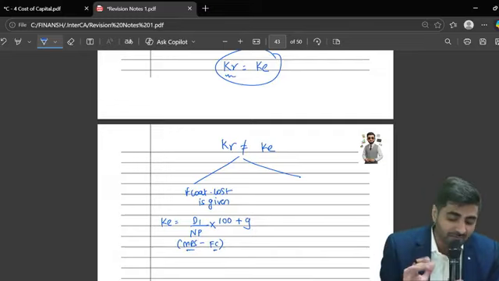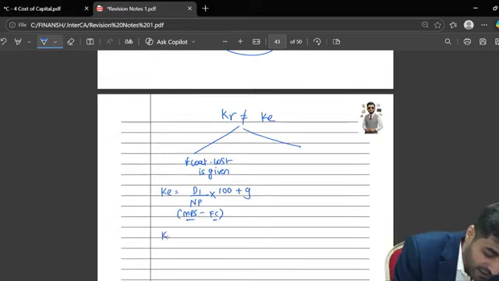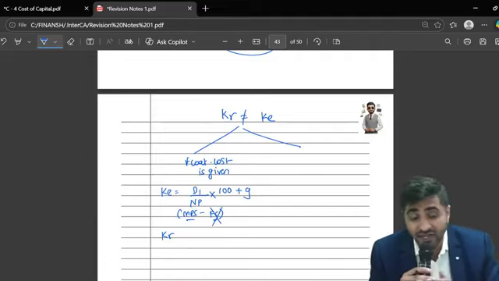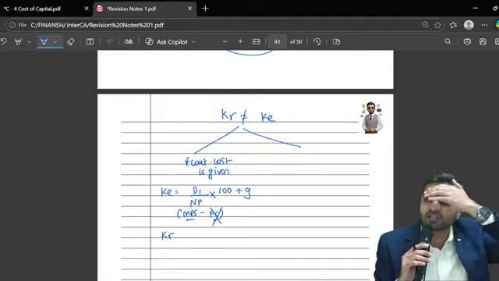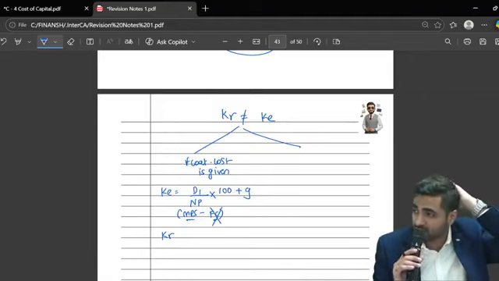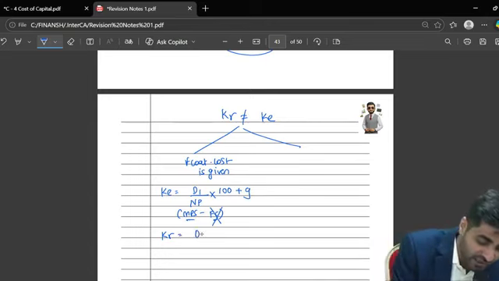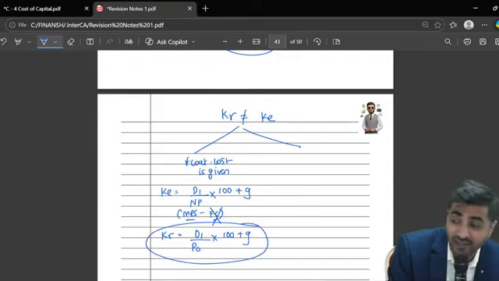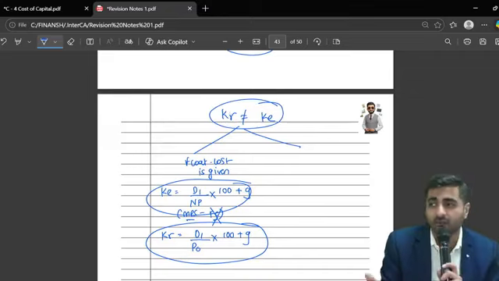But you also have to understand that when we are calculating KR, there is no need for adjusting the flotation cost, because flotation cost will come whenever we are issuing new shares. But for old shares, will there be any flotation cost? There will not be. So in that case, your KR will continue as D1 upon P0 into 100 plus G. Can I say this will be the formula for KR, but for KE you will use the other formula? So can I say KR will not be equal to KE? Yes or no?